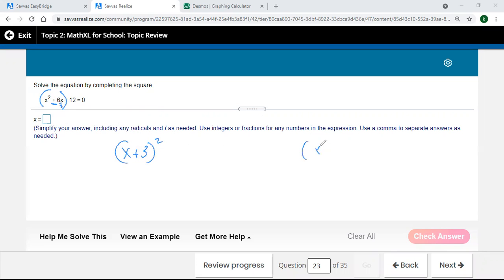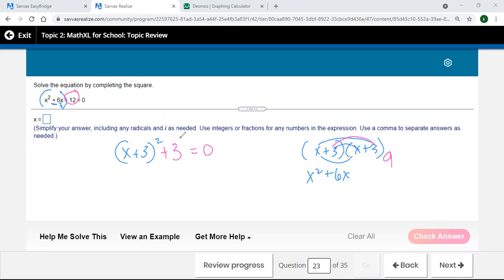And then I just think about, well, what do I have so far? Because x plus 3 times x plus 3, x times x is x squared. 3x and 3x is my 6x that I needed. But right now, when I look at this problem, the 3 times the 3, I have 9, and I was supposed to have 12. So I need another 3 out here.